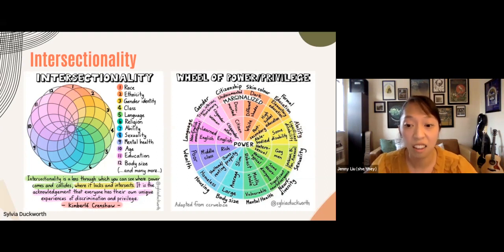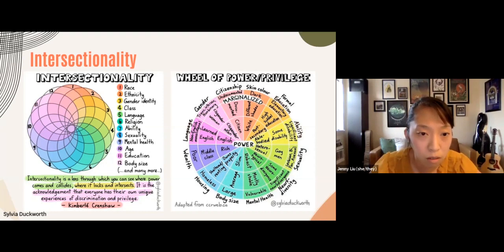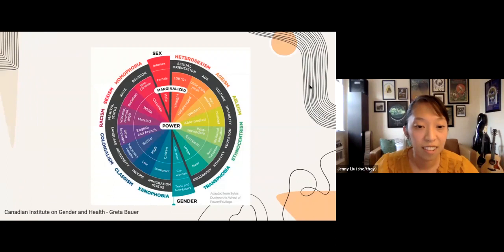So with intersectionality, then we have a much more comprehensive, like I said, way of understanding the social determinants of health. And so you can see from the right image as well, power is centered in the middle, and as it goes out, it's more marginalized. So when we look at ability, those who hold most power are able-bodied, but then as it goes out, there's some disability and then significant disability. And then to the next slide.